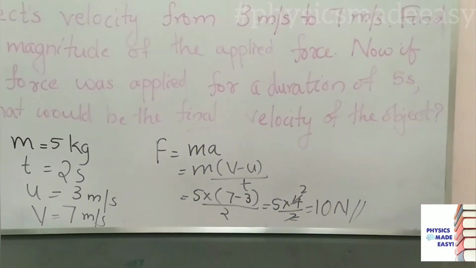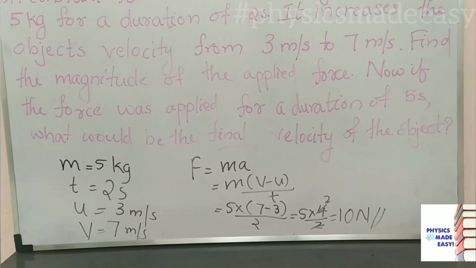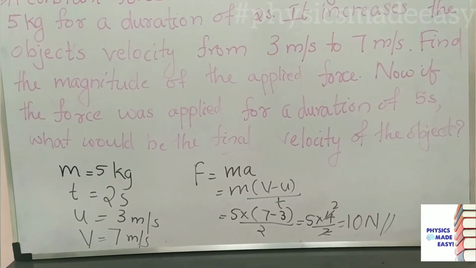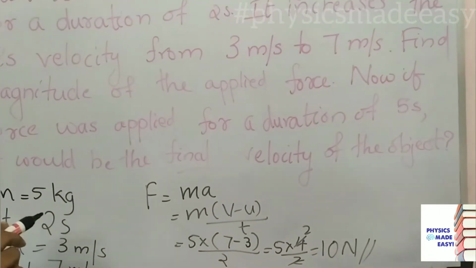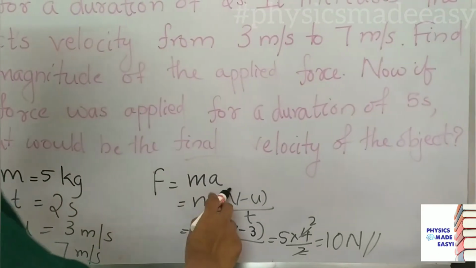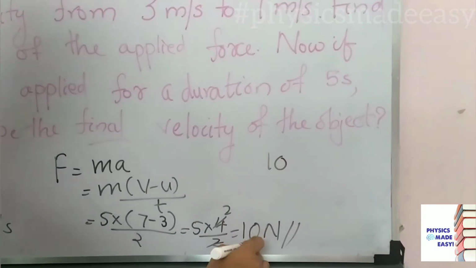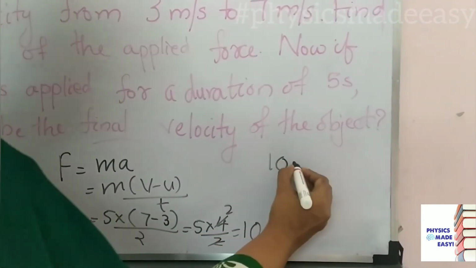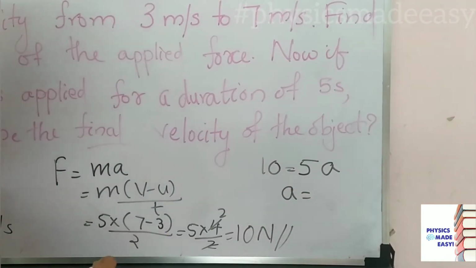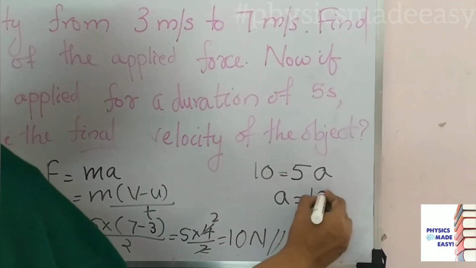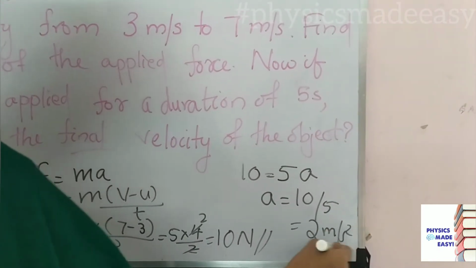Now, if the force was applied for a duration of 5 seconds, what would be the final velocity of the object? That also we have to find. So, here you can see F is equal to m into a. So, from this equation, we can write F is equal to 10 Newton. Mass is given as 5 into a. From this we can find acceleration now. a is equal to 10 divided by 5, that is equal to 2 meter per second square.